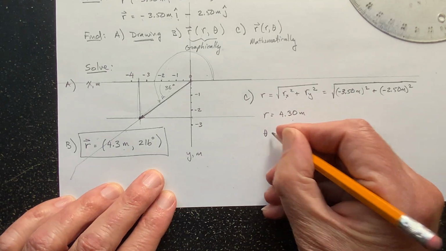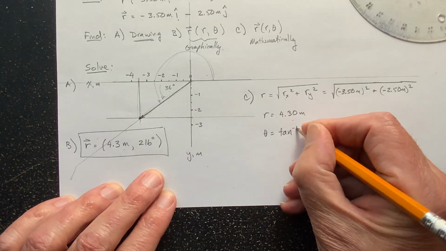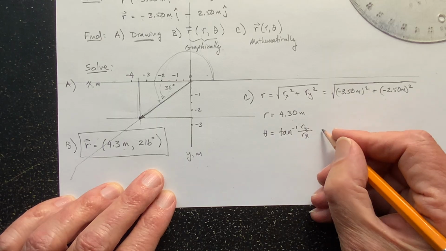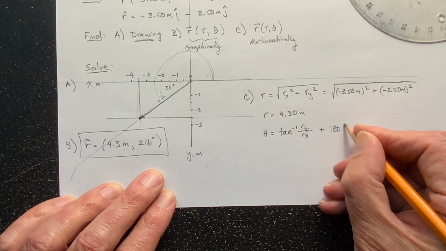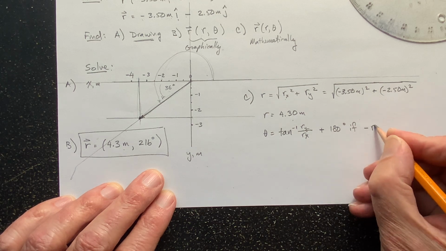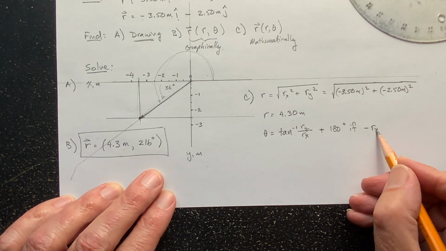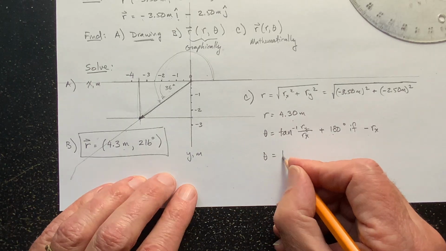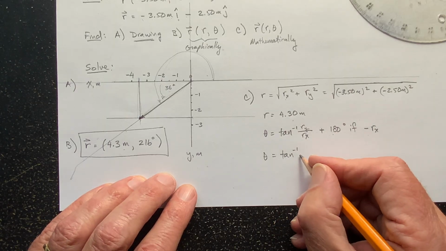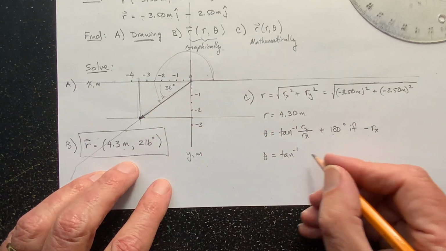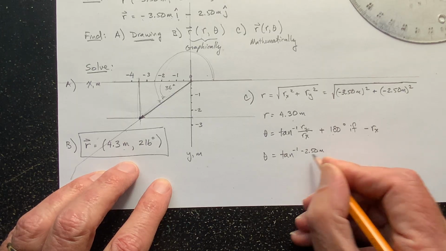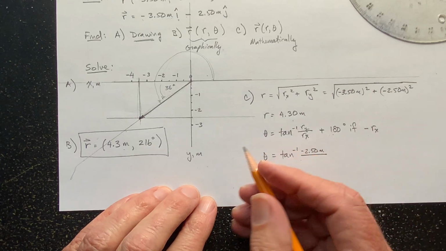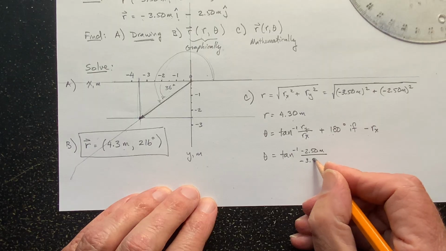All right, so theta is equal to the inverse tangent of Ry over Rx. And then you have to add 180 degrees if you have a negative Rx. If your x component is negative, you have to add 180 degrees. So let's do this. This is the inverse tangent of the y value, negative 2.50 meters, and then your x component is negative 3.50 meters.